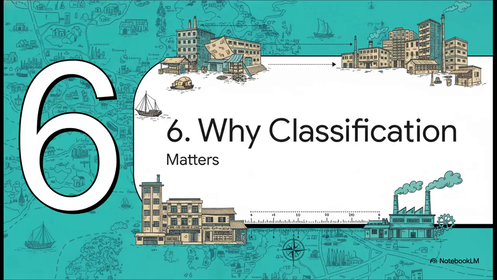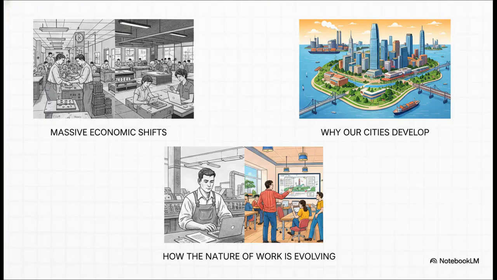So why did we just go through all these terms and classifications? What's the point? Well, because understanding these ideas is about so much more than just passing a geography test. It's really about understanding the world that we all live in. And here's the bottom line. These tools help us understand enormous economic shifts, like the one we just saw from Hong Kong's factory floors to Silicon Valley's campuses. They explain why our cities look the way they do, and they give us a way to grasp how the very nature of work itself is changing over time. The industries change, but the tools we use to analyze them are still incredibly powerful.